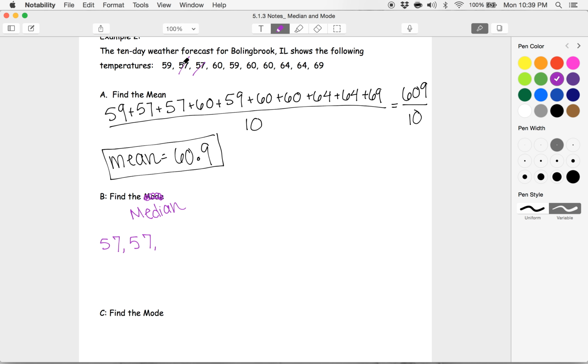Anyways, 57. 57. Let's see what's going to come next. 59.